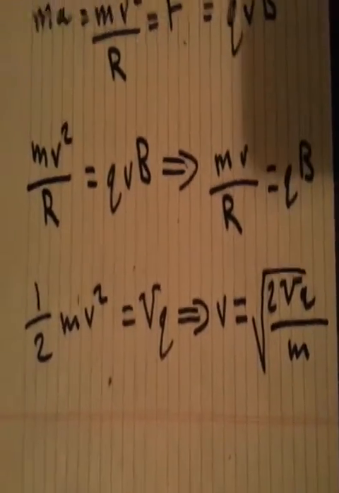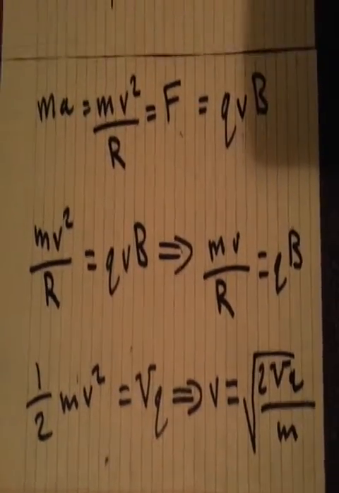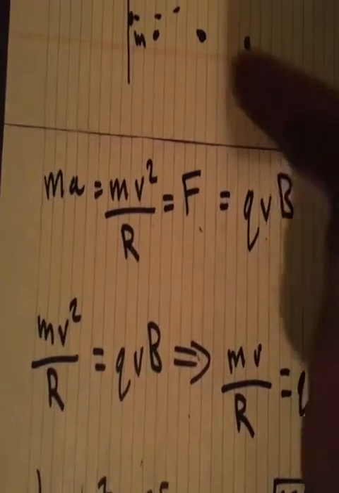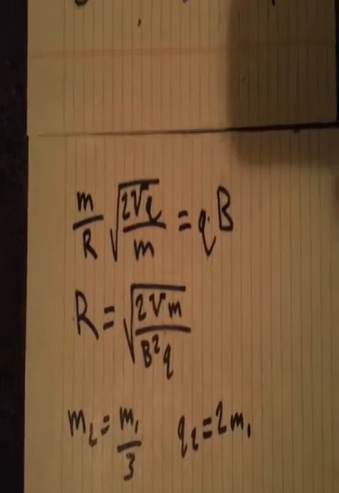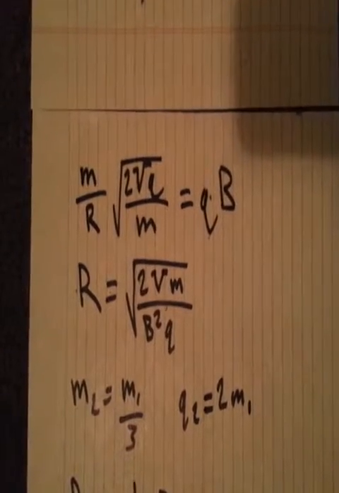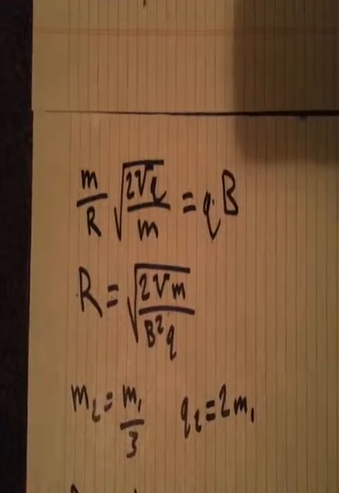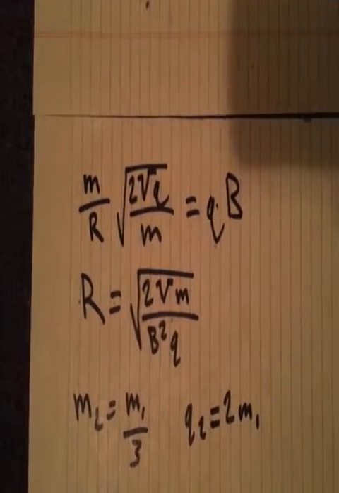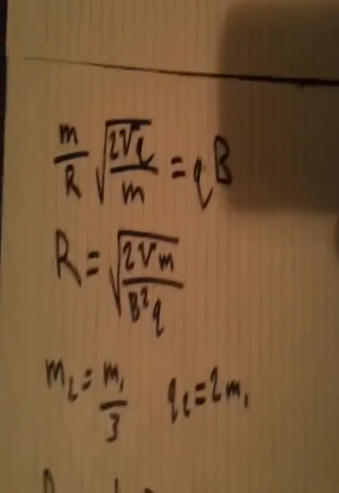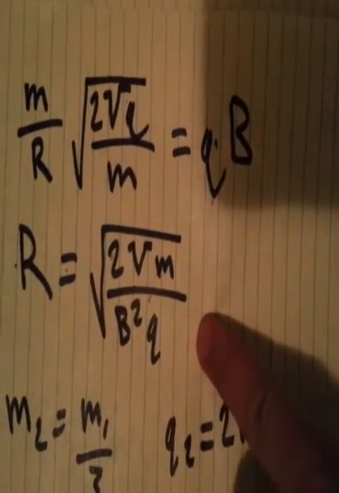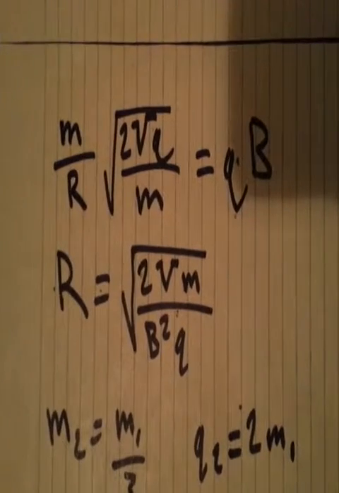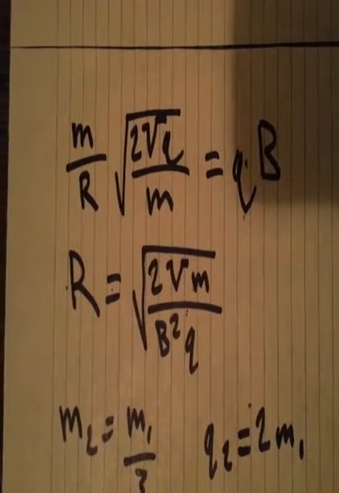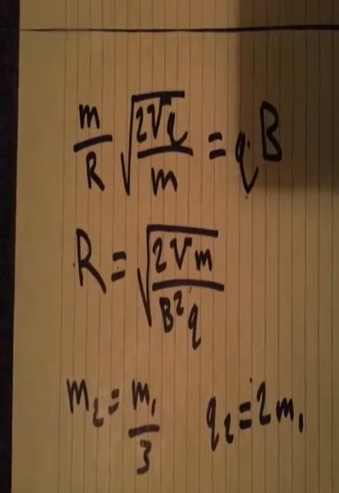We then can plug this into this equation right here, and we can find that m over r times the square root of twice the voltage times Q over m equals Q times B. If we solve this for r, we get this nice equation right here, which basically tells us that r is directly proportional to the square root of m over q.